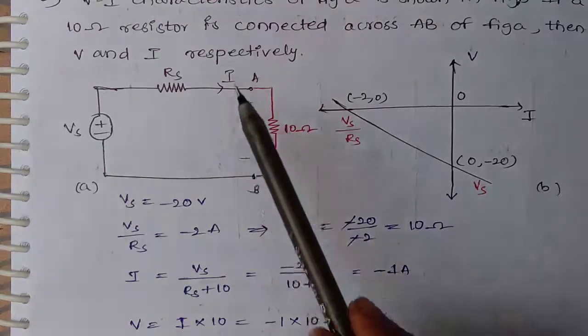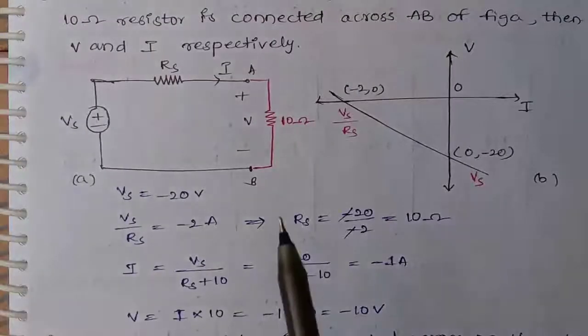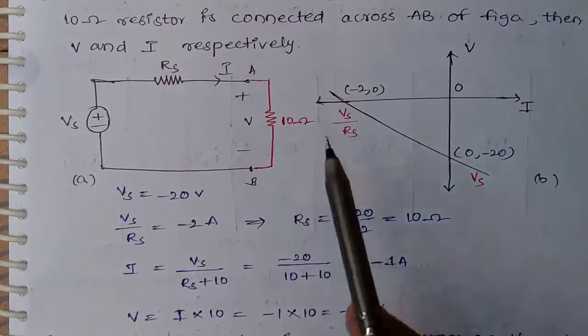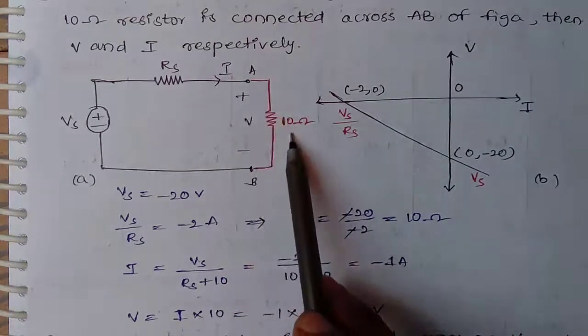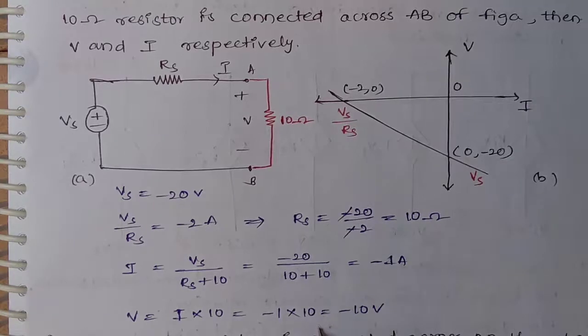Now we got the current through this 10 ohm resistor. To find the voltage across this 10 ohm resistor, that will be the current into 10. The current we got is -1 ampere, so -1 ampere into 10 ohm will become -10 volts. Now we got our solution: V is equal to -10 volts and I is equal to -1 ampere. So this is a very simple question. Understand the concept behind the question so that you can solve any question.